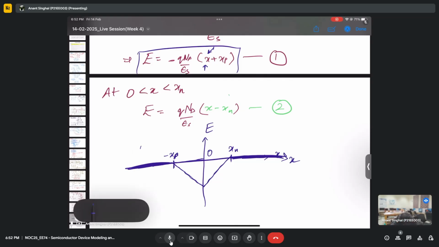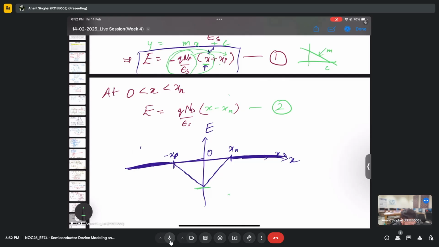Let me give you a very basic example. Consider y equals mx plus c. This m is the slope, and it is a linear relation with x. If you plot y equals mx plus c, it is nothing but a line, in which m is the slope of the line and c is the intercept. Again here, x plus xp is the mx term, and the multiplication with q na xp by epsilon s will be c. Understood?